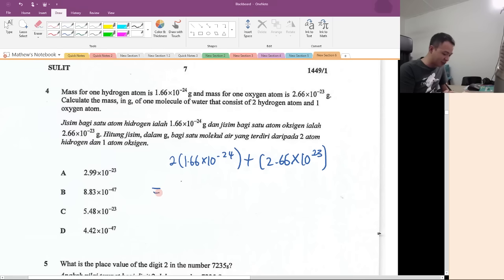This one you can just use the calculator to do it. Because basically you can type the standard form in your calculator, right? So 2 multiply 1.66 negative 24 plus 2.66 negative 23. So you should get 2.992. So answer is A. This one just use the calculator. It means you do not need to do it manually.